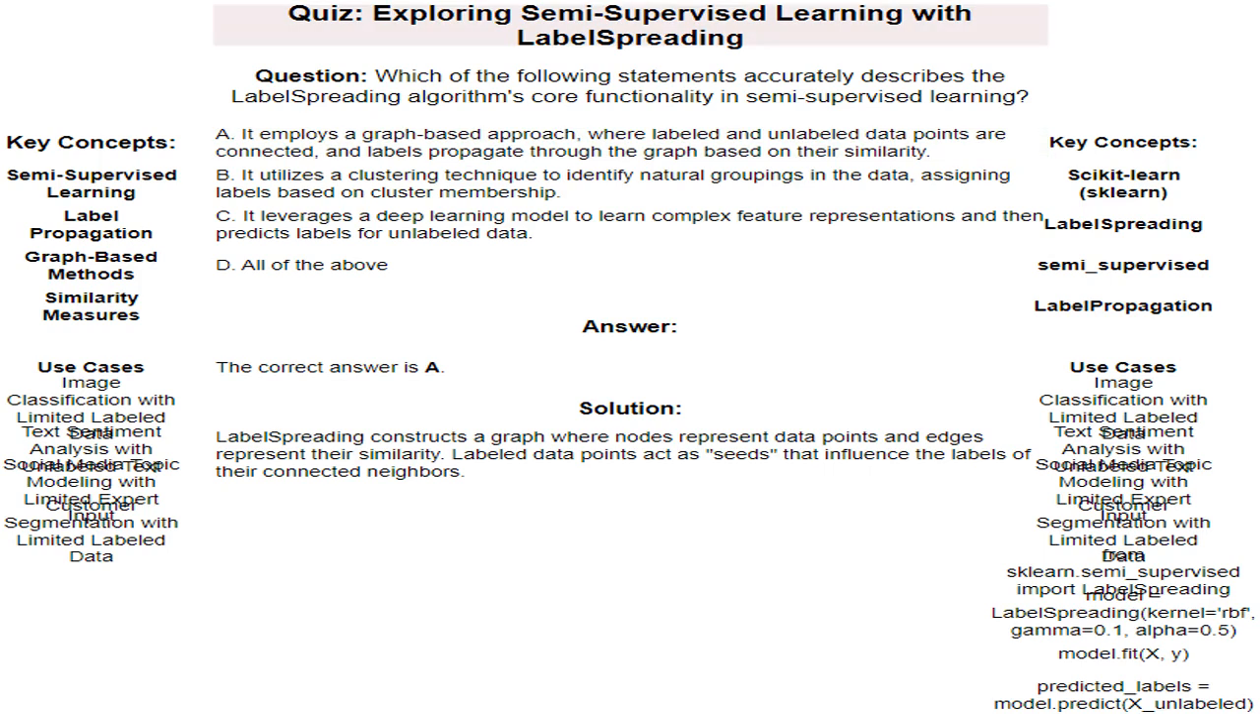Semi-supervised learning. Semi-supervised learning is a machine learning paradigm where the model learns from both labeled and unlabeled data. It's particularly useful when obtaining labeled data is expensive or time-consuming. Label spreading is an example of a semi-supervised learning algorithm.